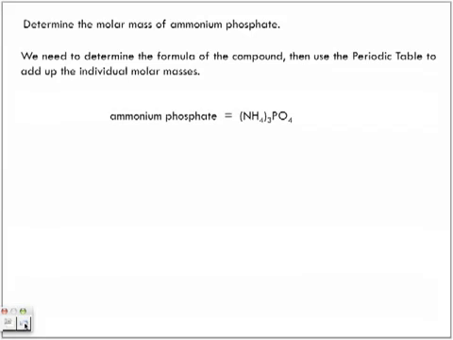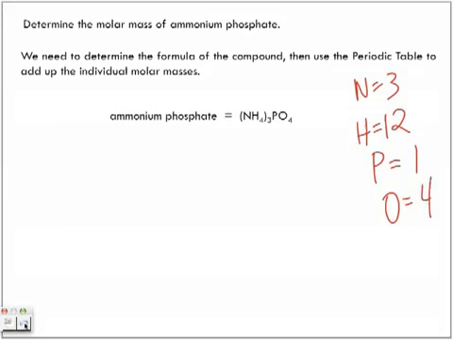Okay. So let's break this down into each one of the atoms or elements that we have. We have nitrogen. How many nitrogens? 3 nitrogens. How many hydrogens? 12. How many phosphorus? 1. And how many oxygen? 4. Okay. So, what am I looking for right now? The atomic mass, right? And we're going to convert that AMU units to grams per mole. Okay. And we're going to do like we did with beryllium.